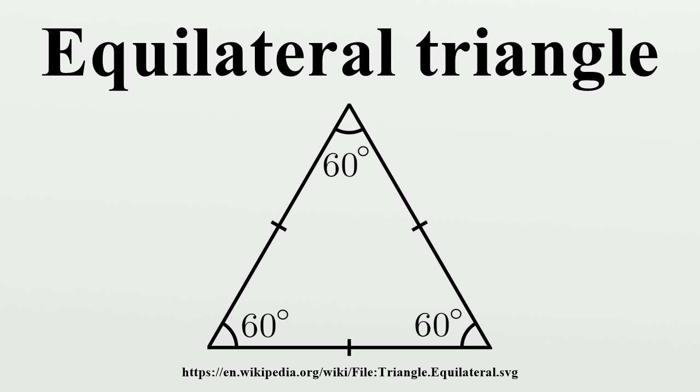Tau Kappa Epsilon fraternity uses the equilateral triangle as its primary symbol.